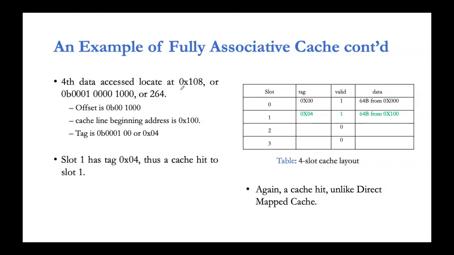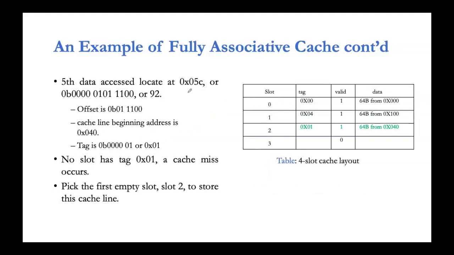Then the fourth data access is at location 108. Its tag value in hexadecimal is 04. It starts comparing from tag 00, then compares with tag 04. 04 is matching, so there is a hit. Again a cache hit, unlike the direct map.